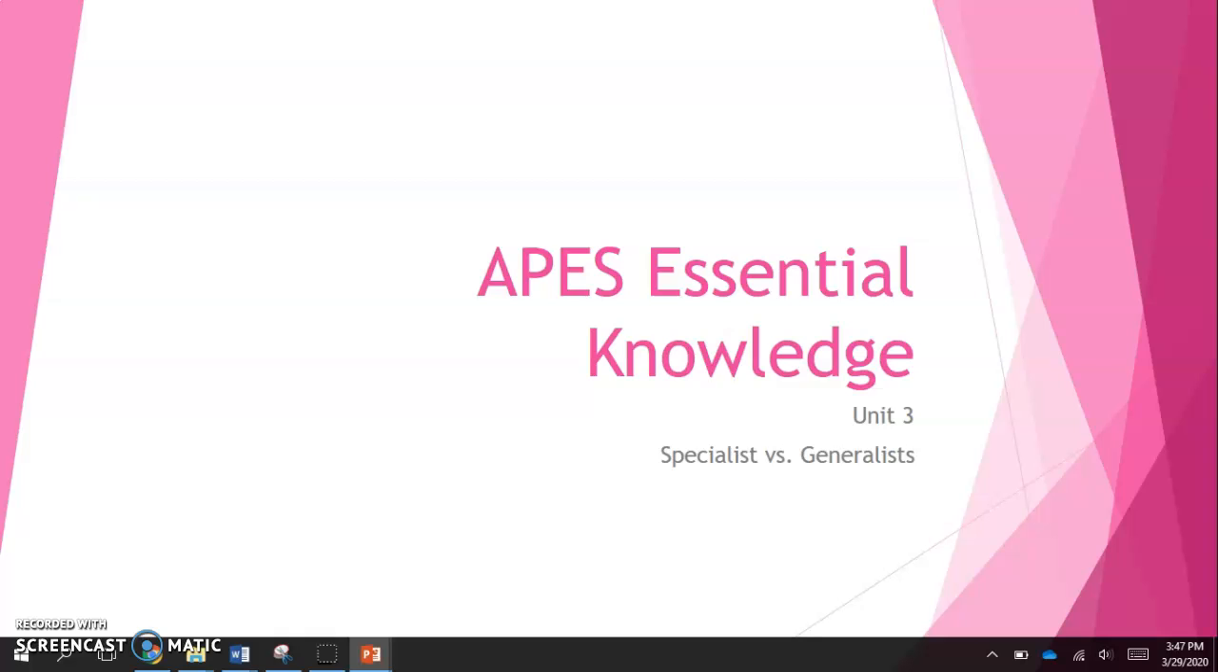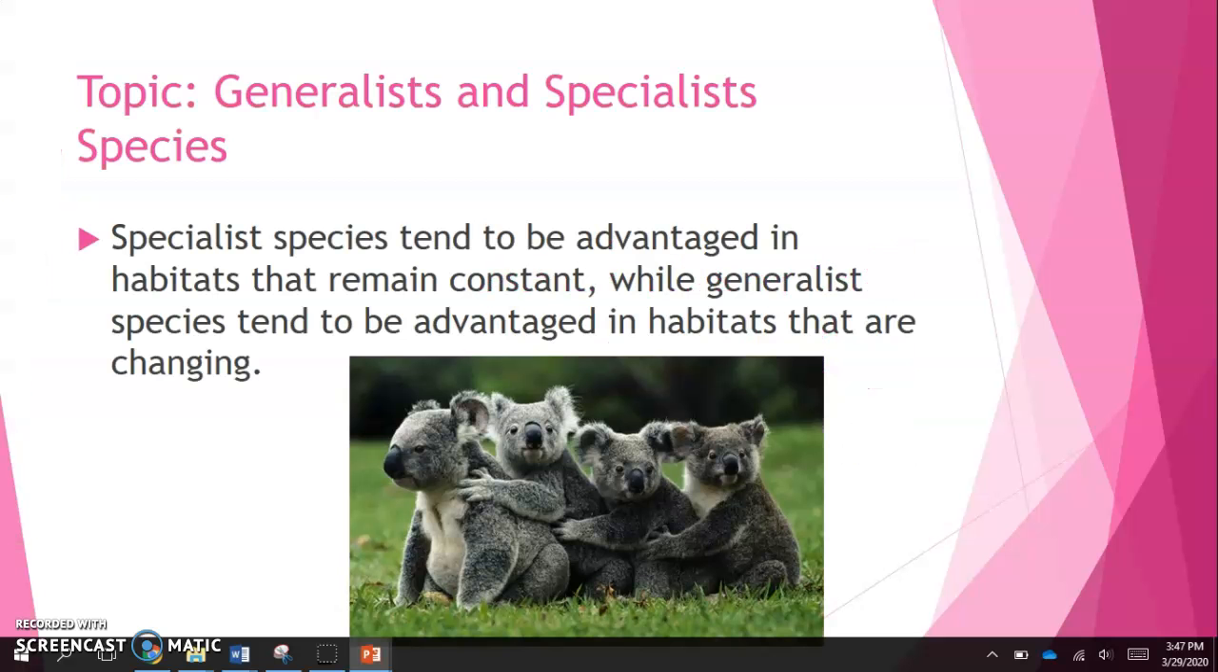Okay, so today we are breaking down population ecology, and we're just going to be looking at specialist and generalist species and also R versus K selected species. So just a reminder, a specialist species tends to be advantaged in habitats that remain constant, while generalist species tend to be advantaged in habitats that are changing. So specialists have very specific niches, and remember, a niche is just an organism's role in its community or in its environment. So specialists don't really adapt well to change.